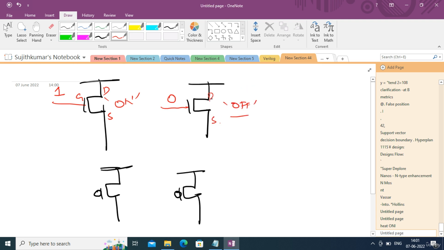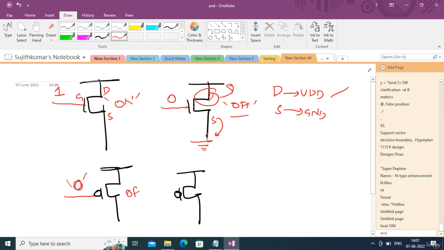Okay. And one more thing to be noted here is that drain should be pulled up, source should be pulled down. So drain should be connected to VDD, source should be connected to ground. So drain should be pulled up and source should be grounded. That is the current flow from drain to source. Here in PMOS, again, if you want to make the transistor work or be on, you have to apply 0 to the gate. Then only the transistor will be on. Okay, and here source should be pulled up and drain should be grounded. This has to be noted down.